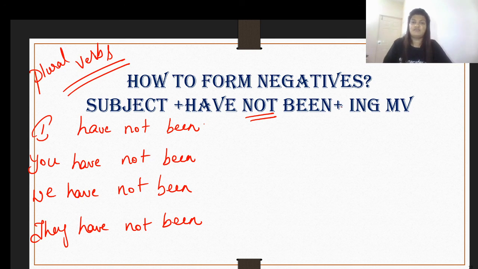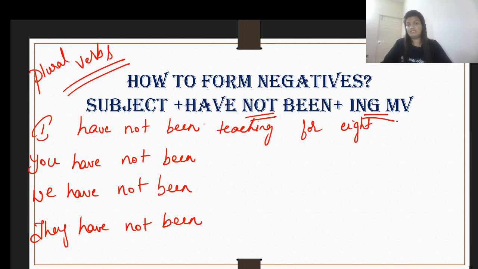Then comes the ing verb, which here could be teaching. I have been teaching for 8 years. Started way back 8 years ago. Still teaching, will continue teaching in future as well. You have not been thinking clearly.